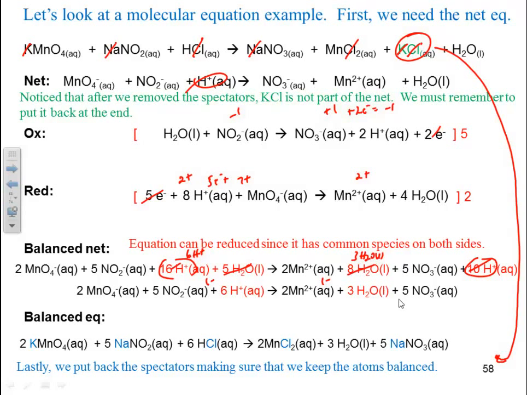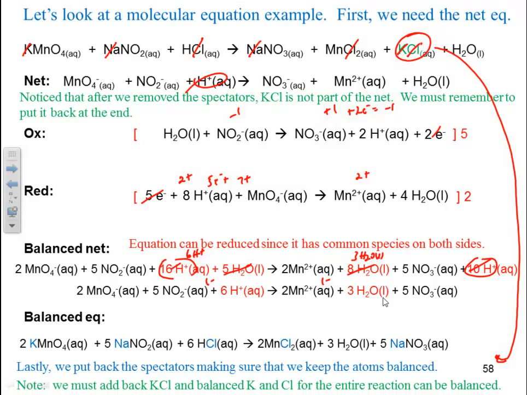However, this is not a balanced equation. It's still missing something. Note we must add back the potassium chloride that we took out for the entire reaction to be balanced. So I'll bring down my KCl, but how do I decide how many potassiums?